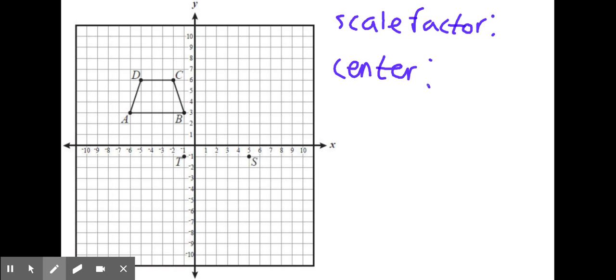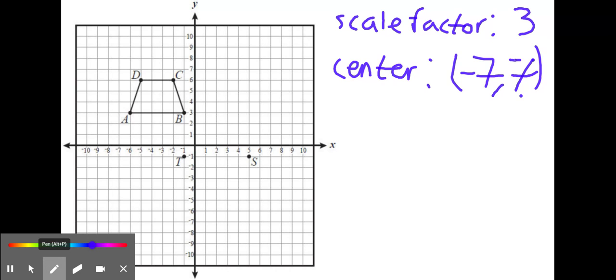So we're going to do a couple dilations using this image. First, we are going to draw an enlargement. So I'm going to give us the scale factor of 3. And let's use the center -7, 7. When I come over to my image here, I'm going to draw my center in on the graph. That's going to be helpful for us. So where I just put that red dot, that is the center.